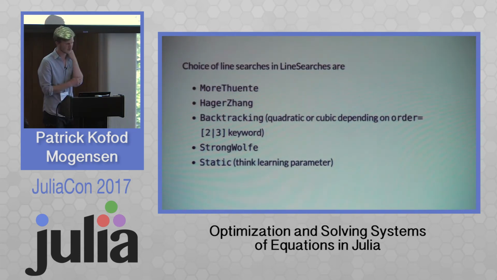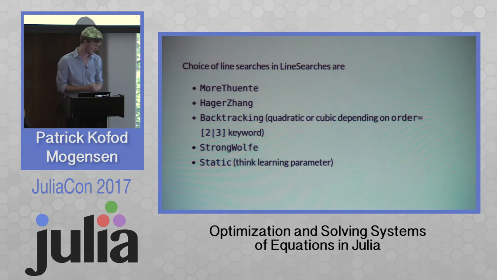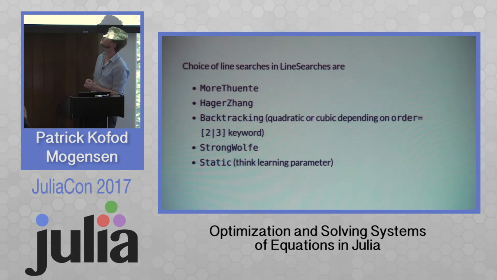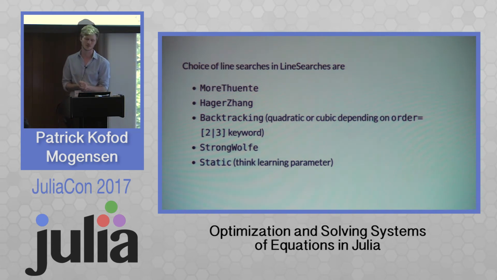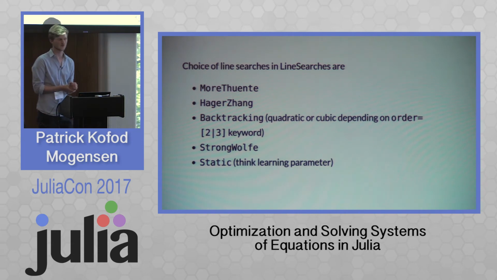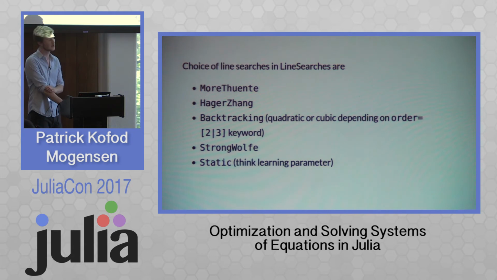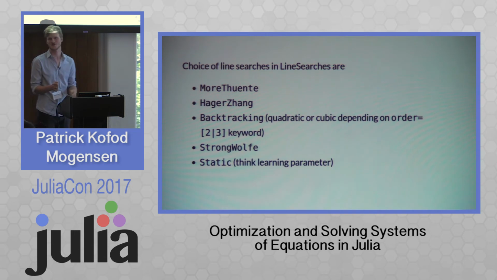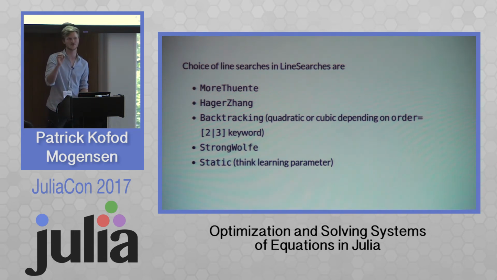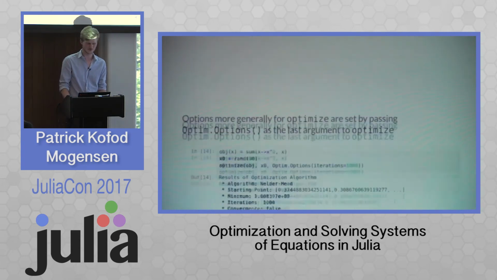And there are some different ones. There is More-Thuente, which is often pretty good, but not as robust as the Hager-Zhang one, which we took from the conjugate gradient implementation by Hager and Zhang. Then there's backtracking, which is also used a lot in theoretical work to show that you will get convergence in some problems. Strong Wolfe, you can look up in the LineSearches.jl package to see what it does. And then there's static, which is like a learning rate in machine learning. You often just specify one step size, and that is what static does, as you saw earlier.